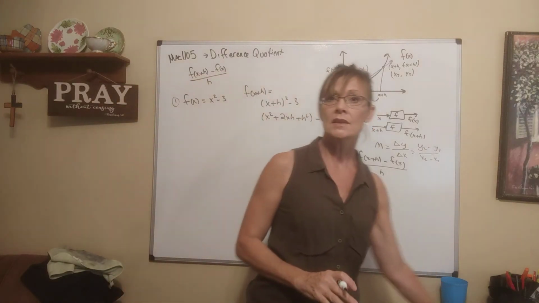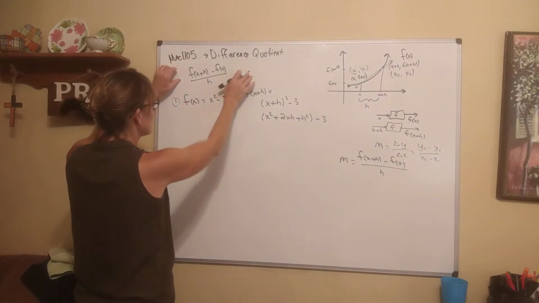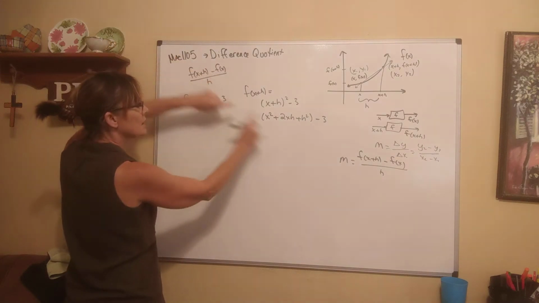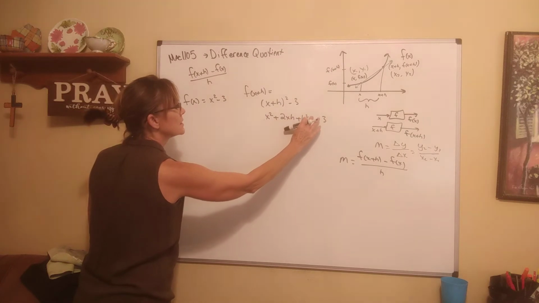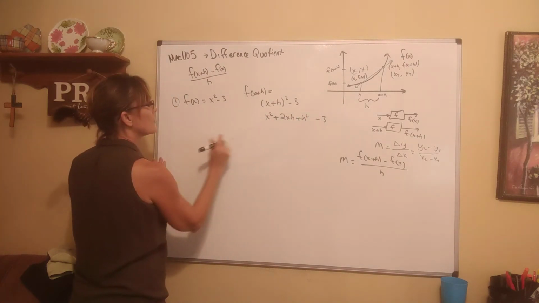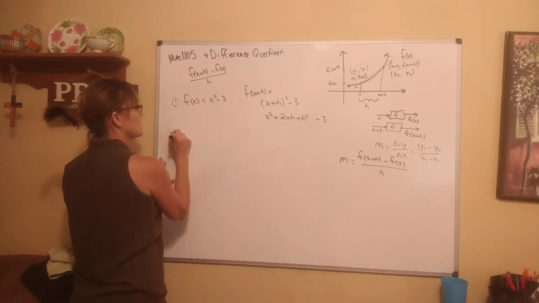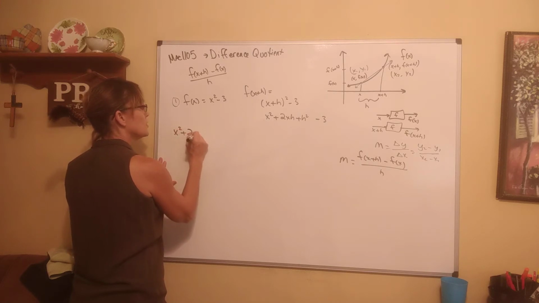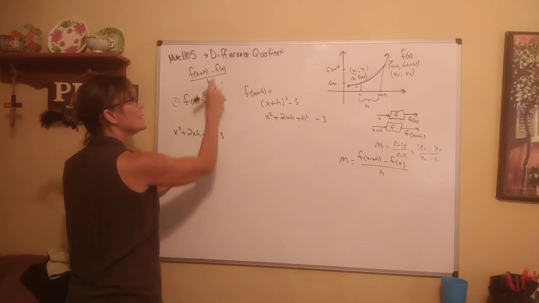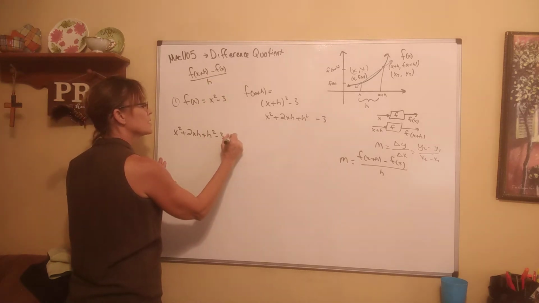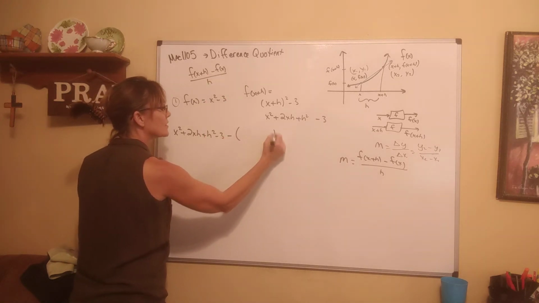Let's construct the difference quotient. f of x plus h is this stuff right here. I don't actually need this parentheses because there's a positive one. So let's write down f of x plus h: x squared plus 2xh plus h squared minus 3. Then I have this minus sign, and it's going to subtract the entire f of x function.